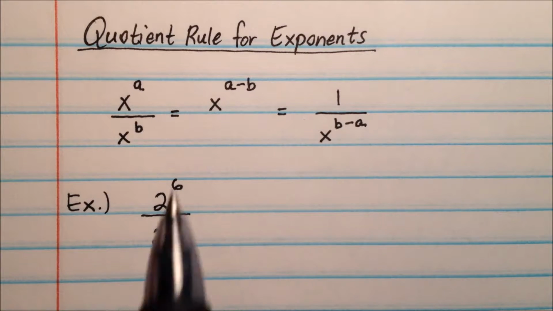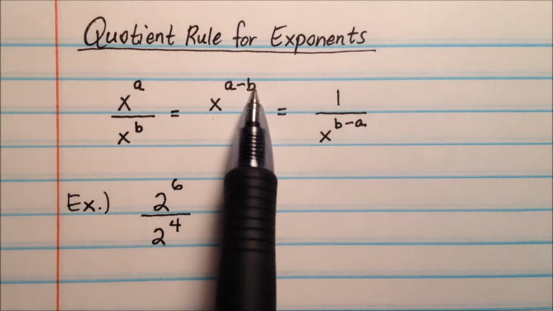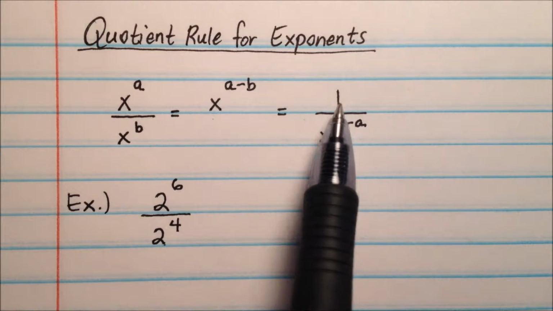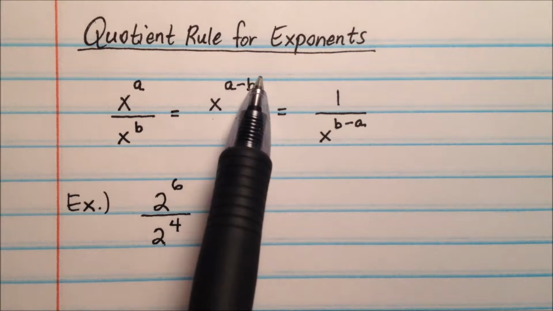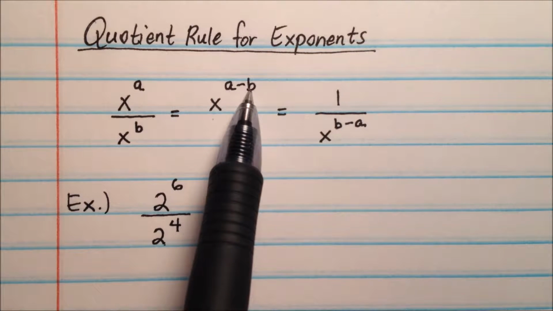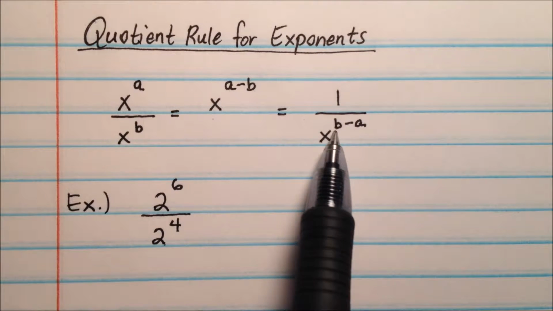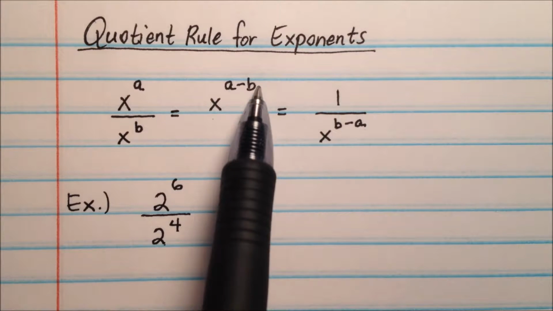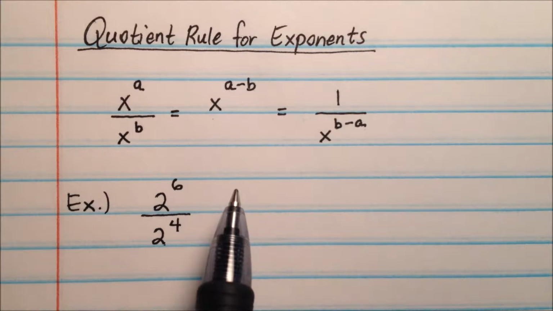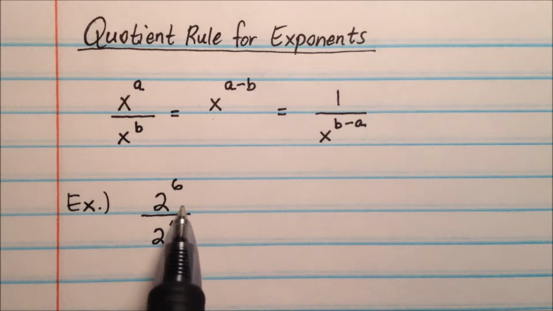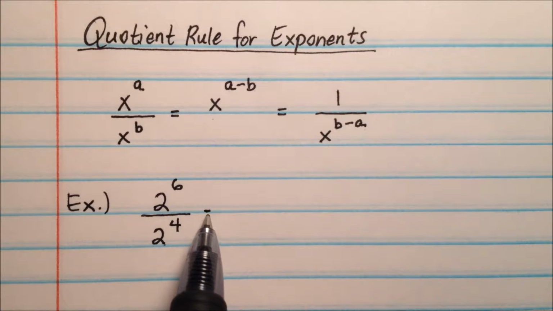We can either write it x to the power of a minus b, or we can write it 1 over x to the power of b minus a. Notice that on top it's a minus b, and on bottom it's switched, it's b minus a. So how do we know which one we should use? Well, we'll get to that in a second. So let's see why this works the way that it does.